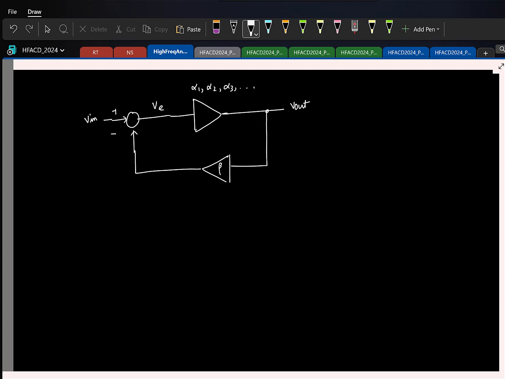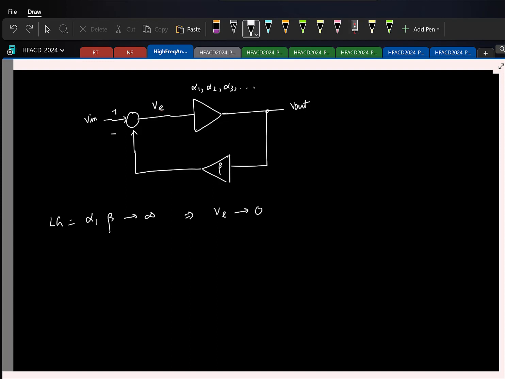So let us say I have a case where my loop gain, which is alpha 1 beta, tends to infinity. Then what can you say about the error signal? This guy? As it tends to 0, again, it's negative feedback. Things are all stable. All voltages are finite. So which means this guy has to tend to 0.